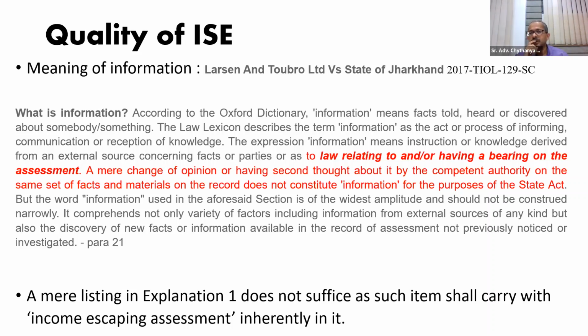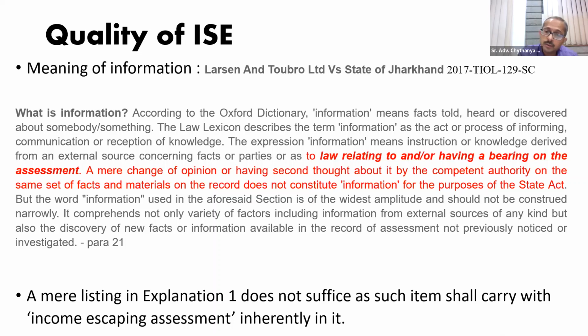This is extremely important. It cannot be extraneous to income tax. It cannot be extraneous where it has no bearing on your assessment. So information here, in the case of the assessee for the relevant assessment, has to have a bearing on its assessment. Now look at the next sentence. A mere change of opinion or having second thought about it by the competent authority on the same set of facts and materials on the record does not constitute information. This is extremely relevant because, as I told you a little while ago, about the change of opinion that has to be read into section 147, as otherwise there will be abuse, as feared by the Supreme Court.